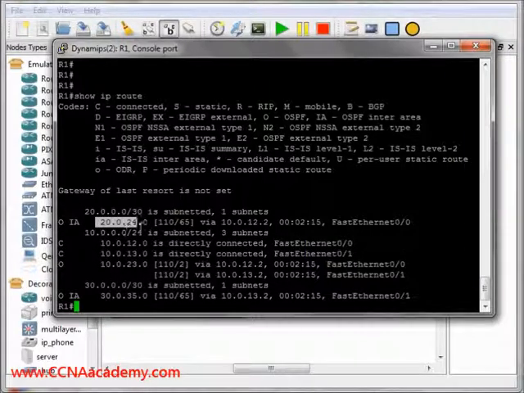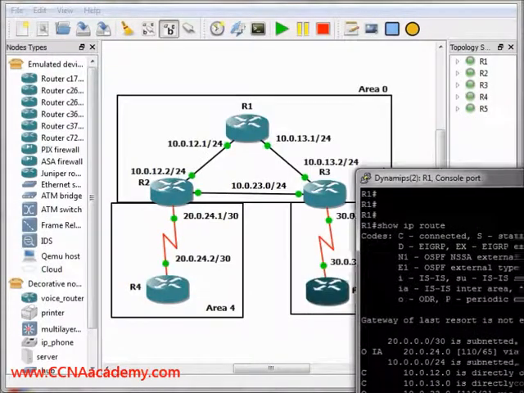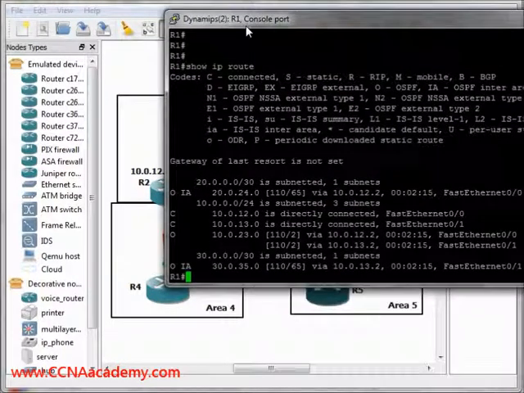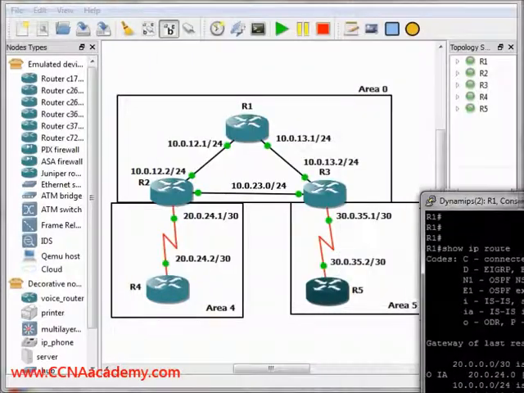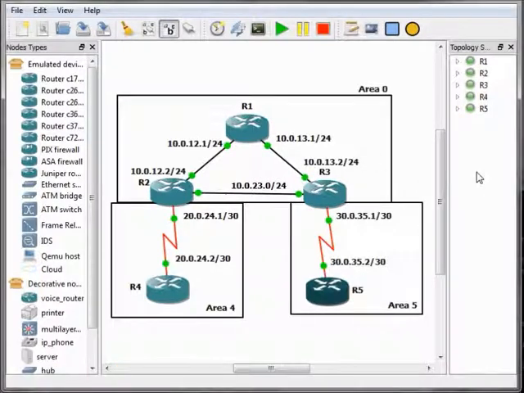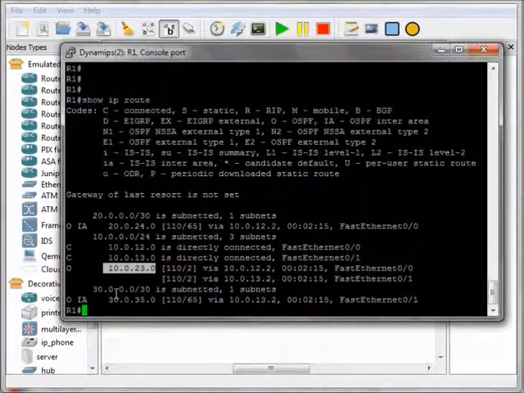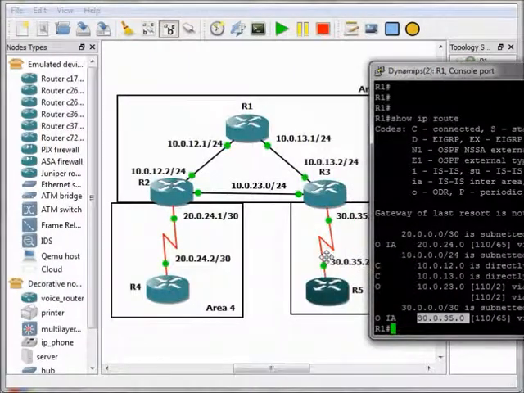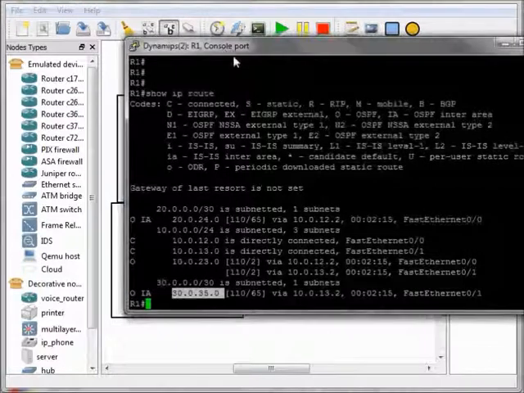The other networks, 20.0.24.0, now router 1 knows about this network, and also 10.0.23.0, router 1 now knows about this network, and network 30.0.35.0, which is this network. Now router 1 knows about its directly connected networks and the other networks. This means that router 1 knows about all the networks.